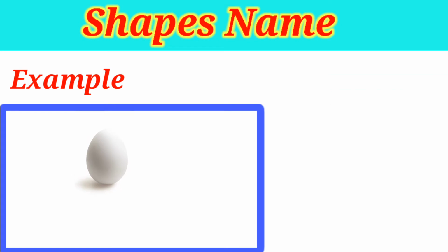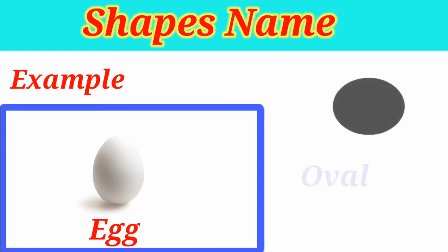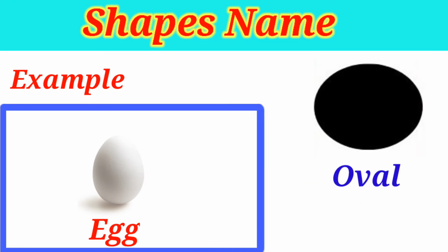What is the next figure, children? This is an egg. The shape of an egg is oval. जिसको हम हिंदी में बोलते हैं अंडाकार.